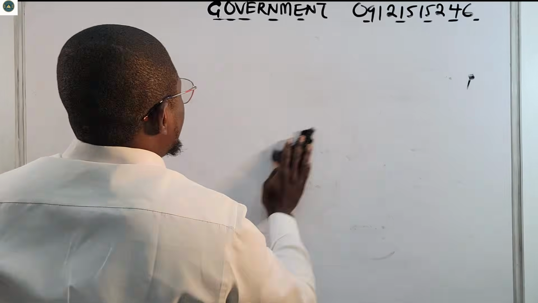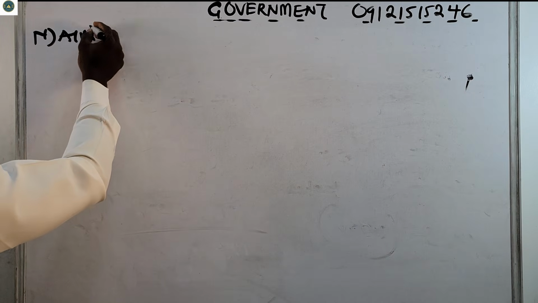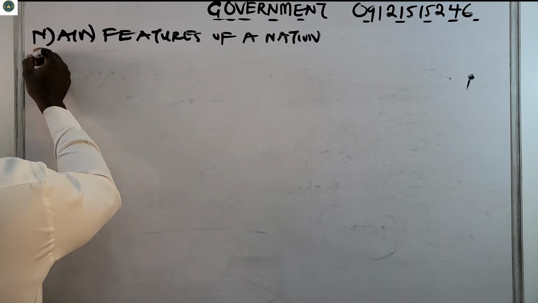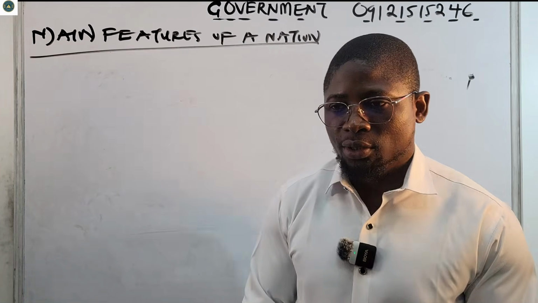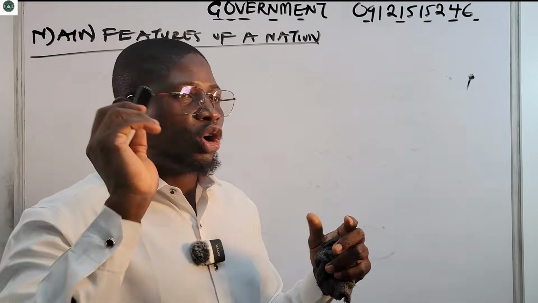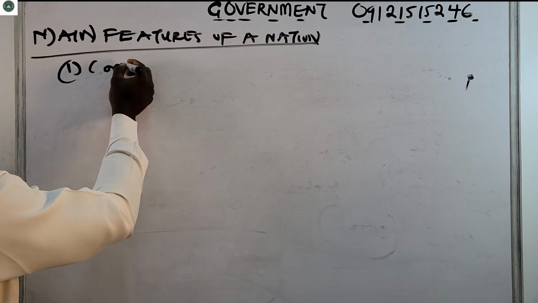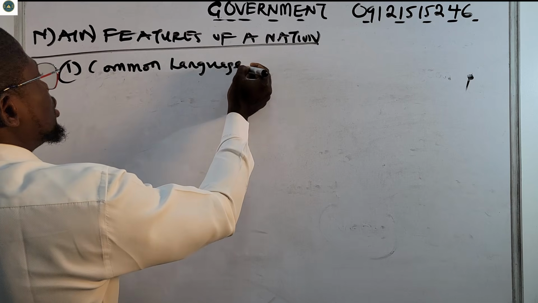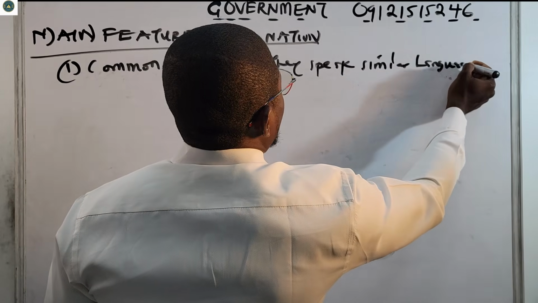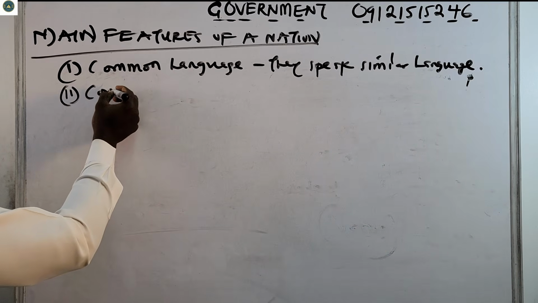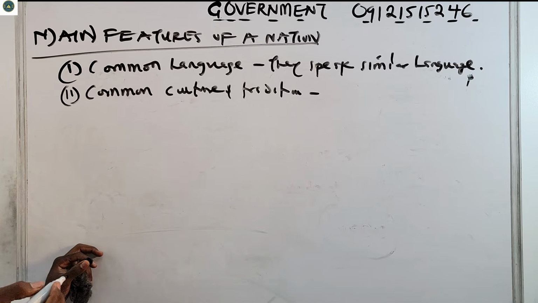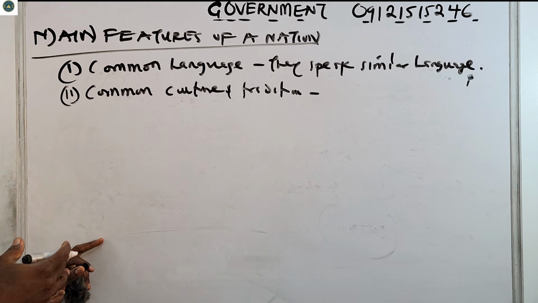of a nation. So what are the main features of a nation? Since they share the same history, the same culture, those will be the major features. Number one, common language. They speak a similar language. You see that in a nation they speak a similar language. They also have common culture and tradition. They share similar customs. They share similar food, even a similar way of dressing.